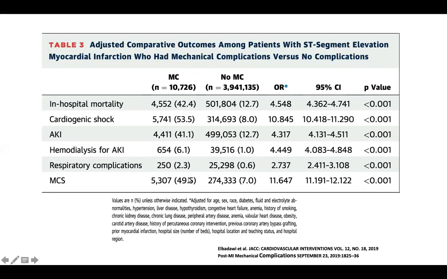And if you see in this paper, 50% of these patients, which are around 10,000 patients, have been put on mechanical circulatory support, which ranges from the IABP to Impella to ventricular support device and ECMO.